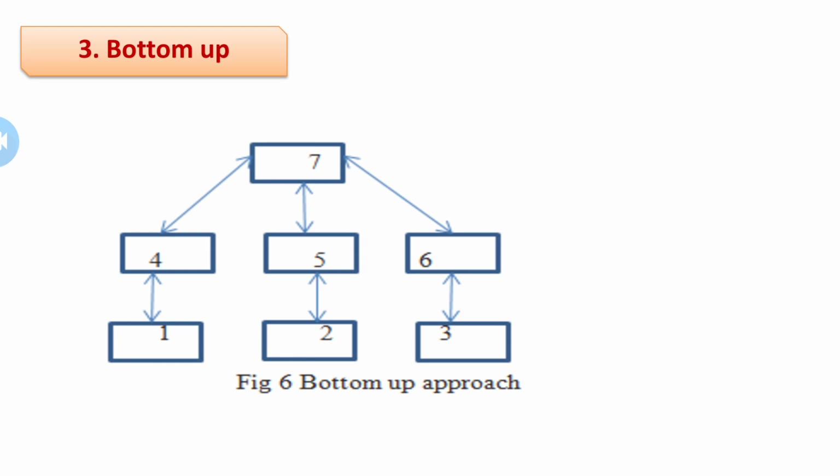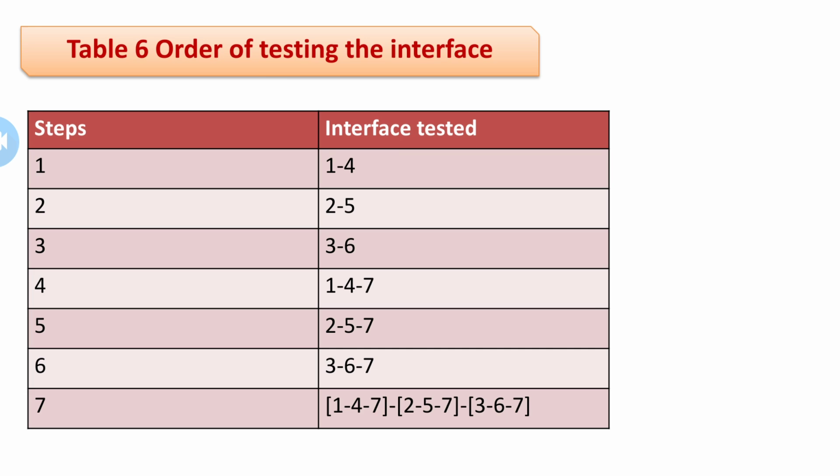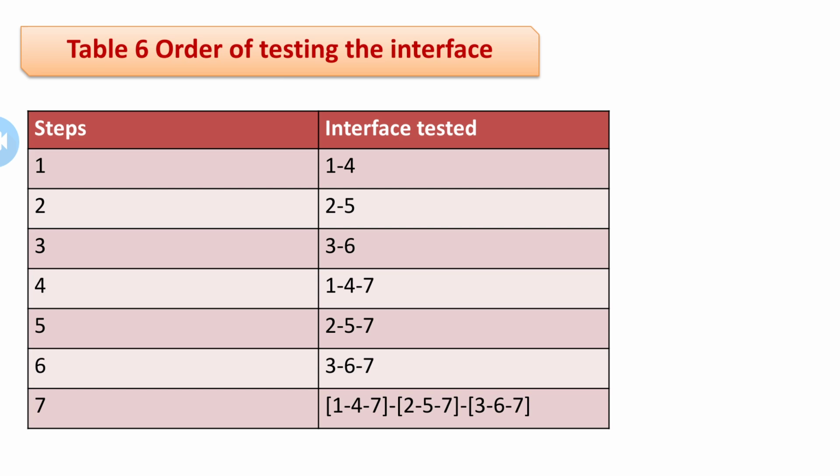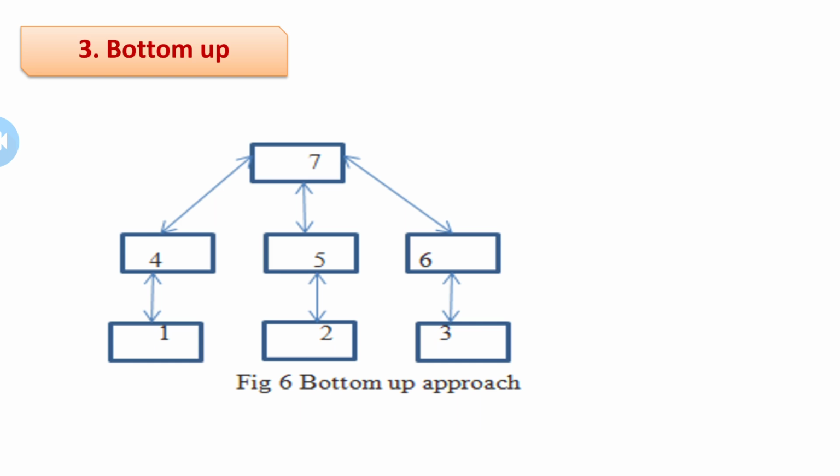First step 1, 4. Step 2: 2, 5. Step 3: 3, 6. Step 4 is 1, 4, 7. Next step is 2, 5, 7. Next is 3, 6, 7. And in the end, the entire thing: 1, 4, 7, 2, 5, 7, and 3, 6, 7. See how this is written, the same way as the top down.